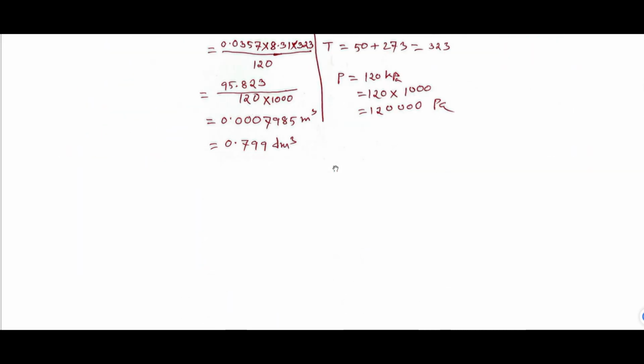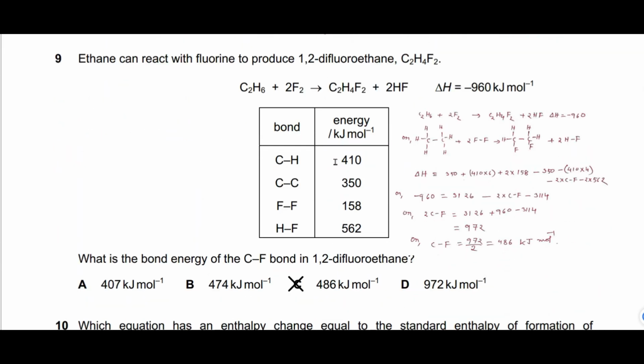Then next, number 9. Ethane can react with fluorine to produce 1,2-difluoroethane. The ethane reacts with fluorine to form 1,2-difluoroethane plus hydrogen fluoride.